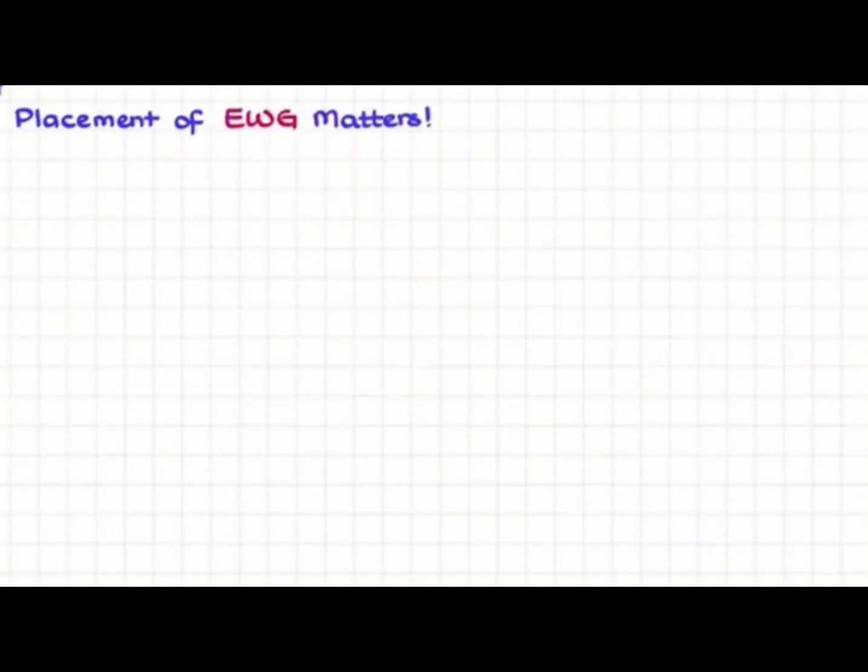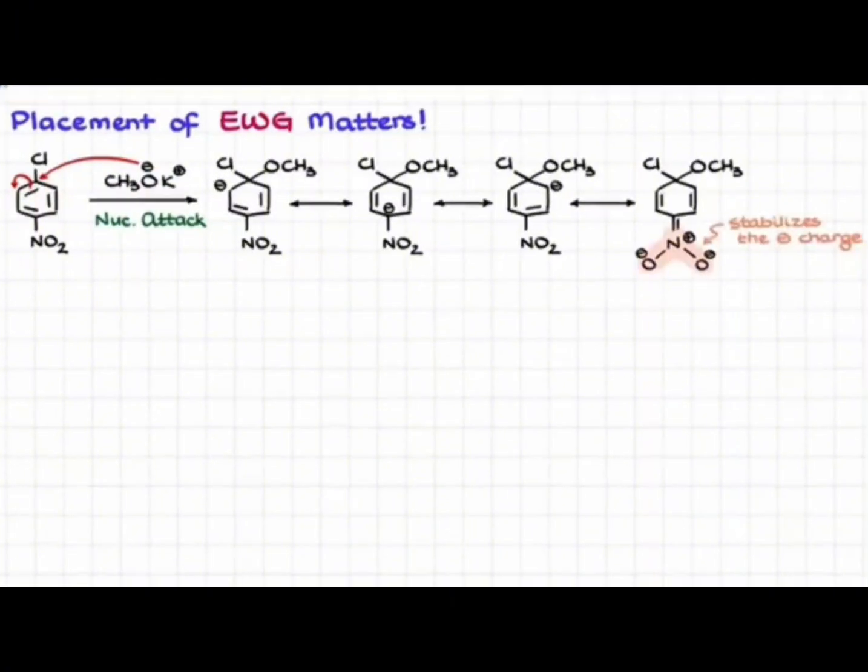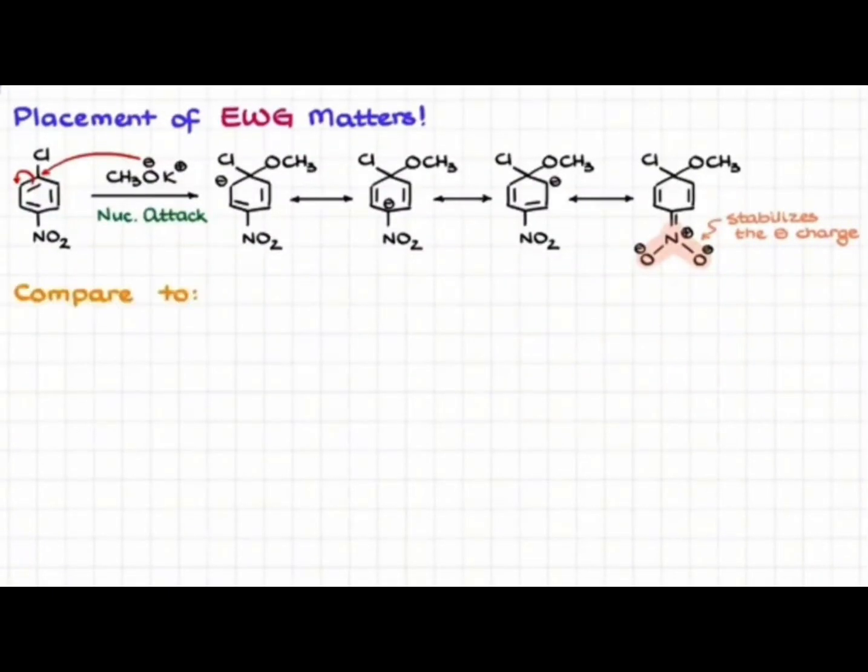First of all, the electron withdrawing group. Let me redraw the first part of the mechanism here, where I have all those negatively charged resonance structures moving around. The nitro group here is serving a crucial and probably the most important role. It is there to stabilize the negative charge. Now, let's imagine a situation where my nitro group is incapable of stabilizing the negative charge. So let's compare the reaction that I have on the top of the screen with the following reaction here.